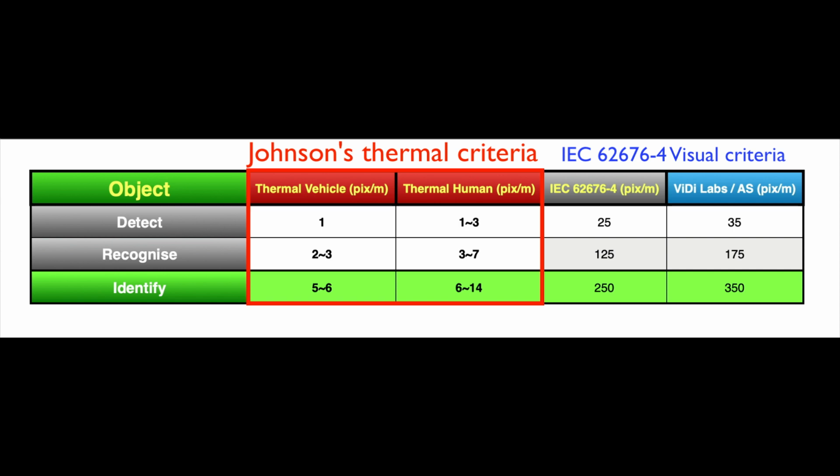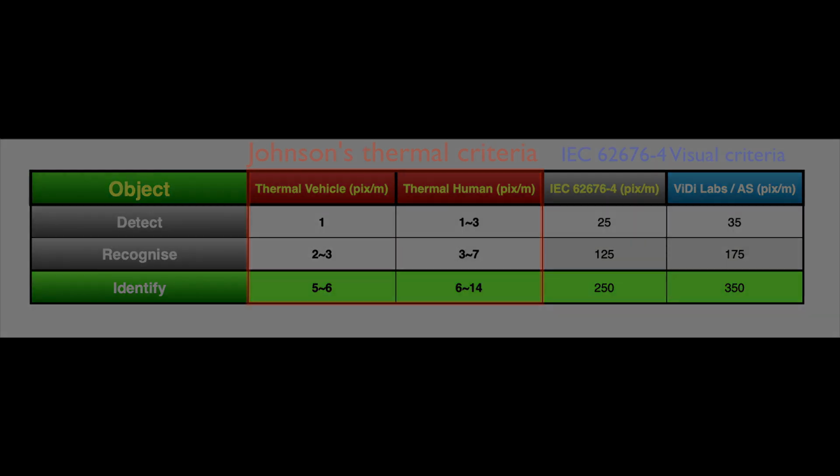Then to recognize if it is human, you need 3 to 7, and if you want to identify whether that's really a person, it's not a dog, it's not a car, you need 6 to 14. So we will use this in order to do some of our calculations.